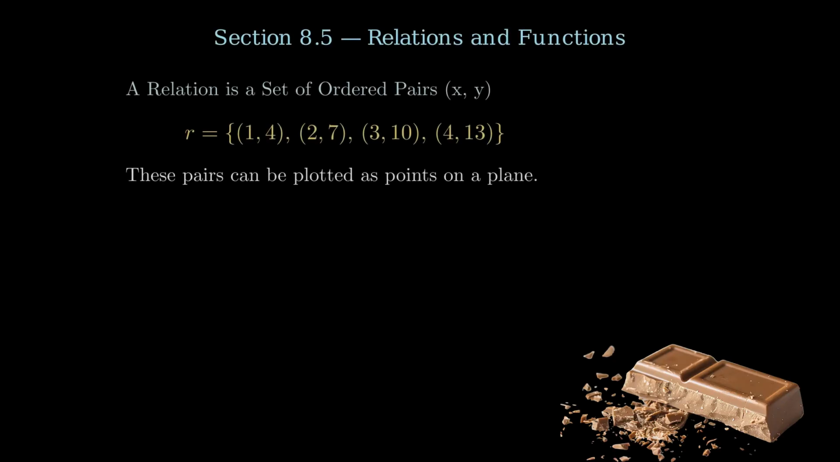Now let's move on to Section 8.5, Relations and Functions. An ordered pair is a set of two numbers written in the form x, y. A relation is simply any set of these ordered pairs. For example, let's look at this specific relation named R.